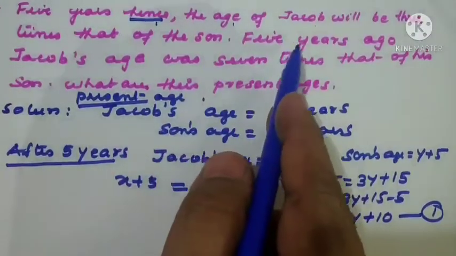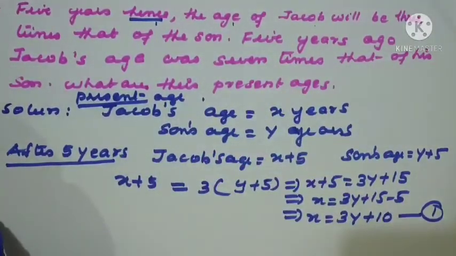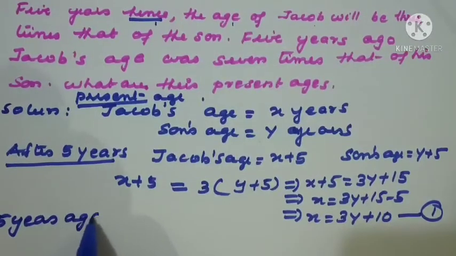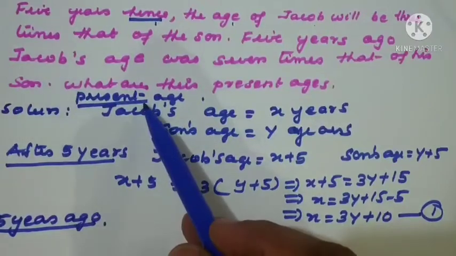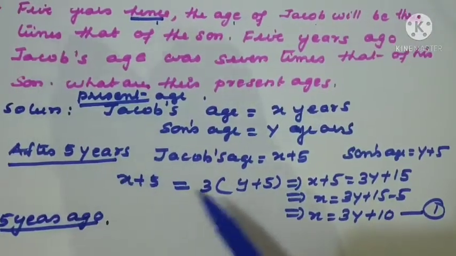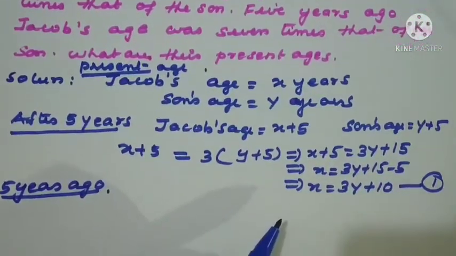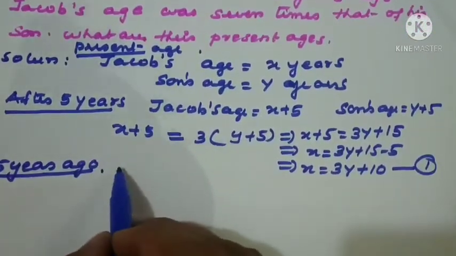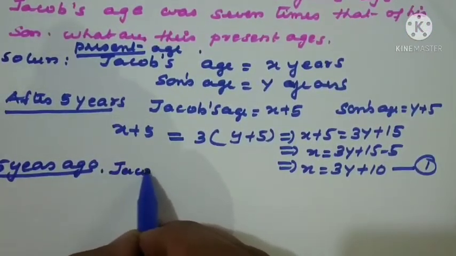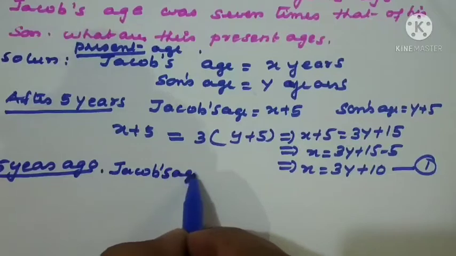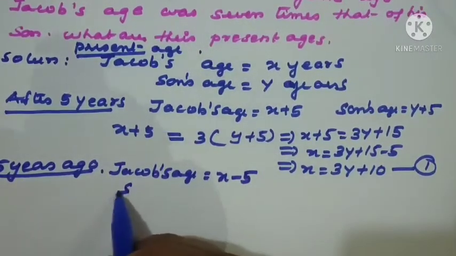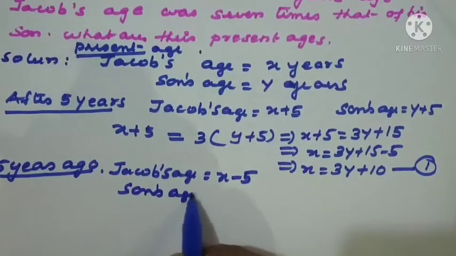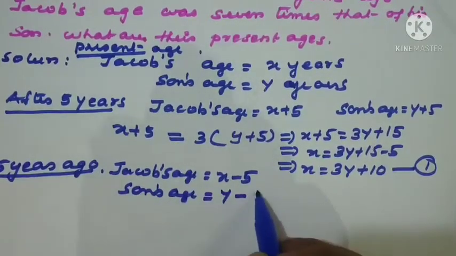Similarly, 5 years ago. So my heading changes now. 5 years ago. Okay, 3 headings we got now: present age, after 5 years and 5 years ago. What is 5 years ago? Jacob's age we should write first. Everybody's age will be decreased by 5 only, right? So x minus 5. Son's age, before 5 years, so y minus 5.